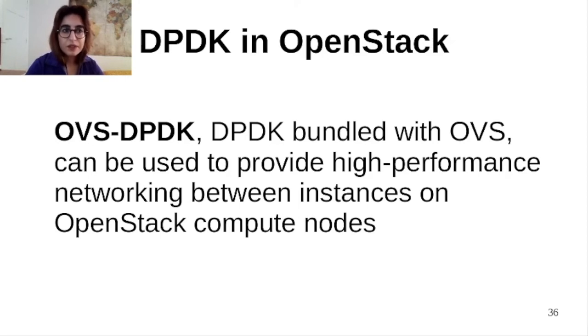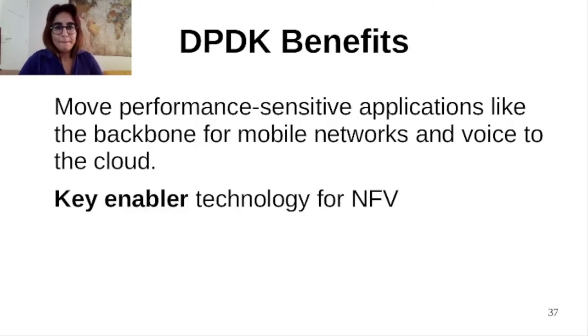DPDK in OpenStack. OVS DPDK, or DPDK bundled with OVS, can be used to provide high performance networking between instances on OpenStack compute nodes. DPDK benefits by enabling very fast packet processing. DPDK is making it possible for telecommunications to move performance sensitive applications like the backbone for mobile networks and voice to the cloud. It was also identified as a key enabling technology for NFV.